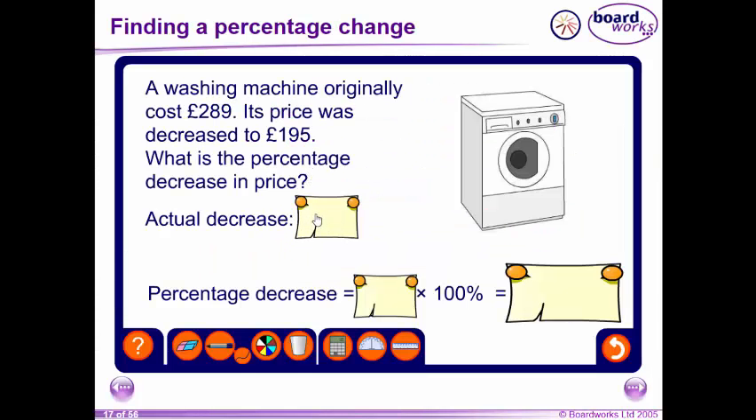Right, let's take an example. Let's find a percentage change. A washing machine originally cost £289. Its price was decreased to £195. What's the percentage decrease in price?